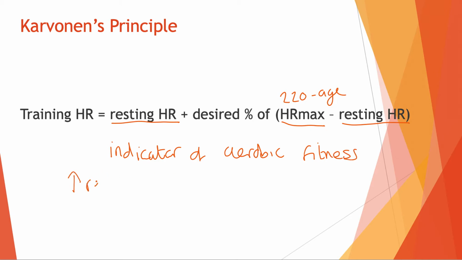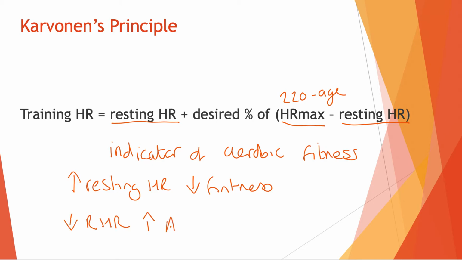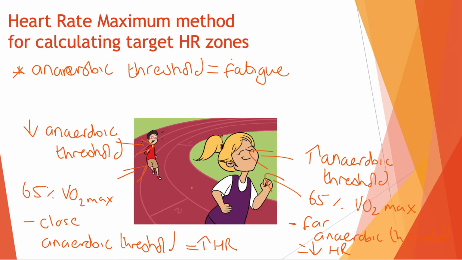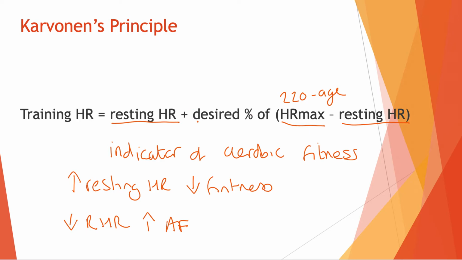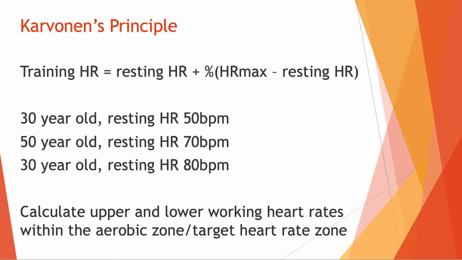So the higher the resting heart rate, the lower the aerobic fitness. The lower the resting heart rate, the higher the aerobic fitness. So when we have a lower resting heart rate, when we get a lower number in the equation in here, it's going to give us a lower training heart rate because we're fitter, even though we're aiming to achieve the same desired percentage. Now, I think that sounds quite complicated, but we're going to work through a few examples and I think it will become clear when we do that.